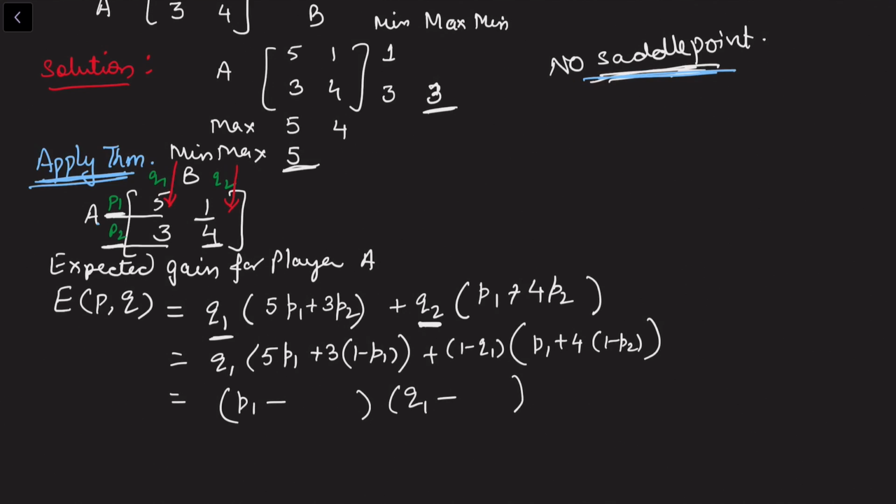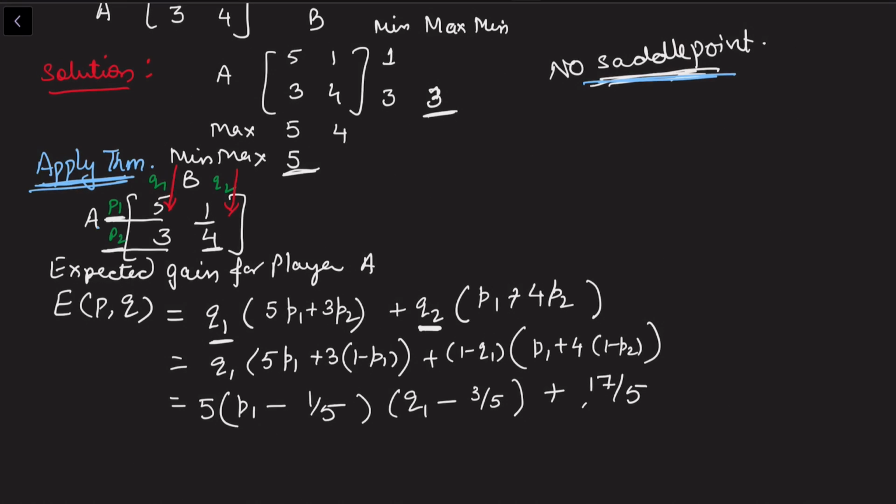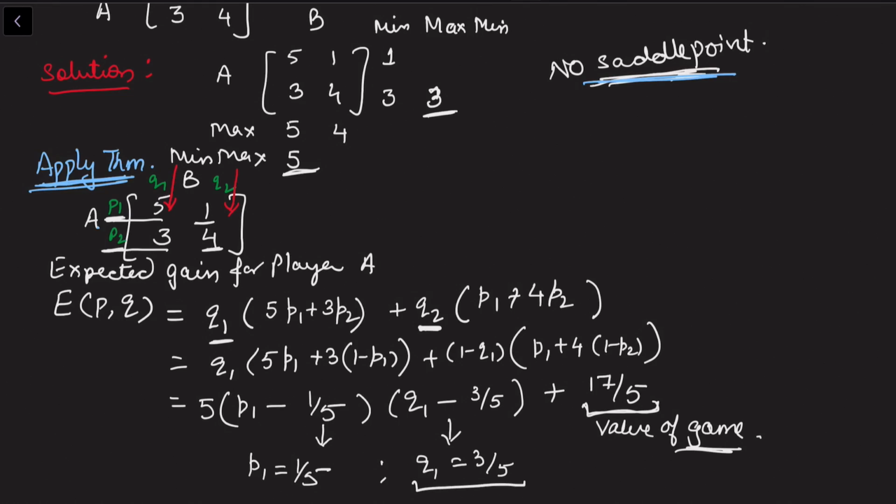In this case, this quantity becomes 5 times (1 by 5 Q1 minus 3 by 5) plus the constant term, that is 17 by 5. So we know this is the constant term and this is the value of the game. By looking at this property, whenever P1 is equal to 1 by 5, obviously this quantity becomes 0 and in that case this becomes the value of the game. Whenever Q1 is equal to 3 by 5, from this factor we know, again this is the value of the game.